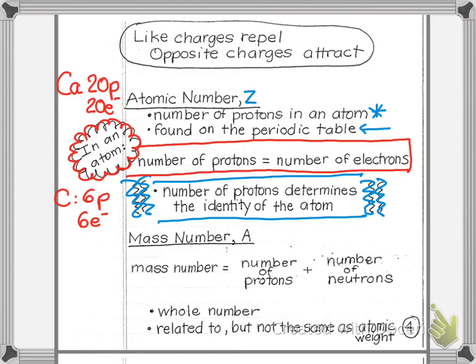Now you might say, well, why is the number of electrons important? Well, the number of electrons is going to help us understand chemical reactions. Okay, so protons tell us what element it is. Electrons help us understand chemical reactions, or how it bonds and forms new things.